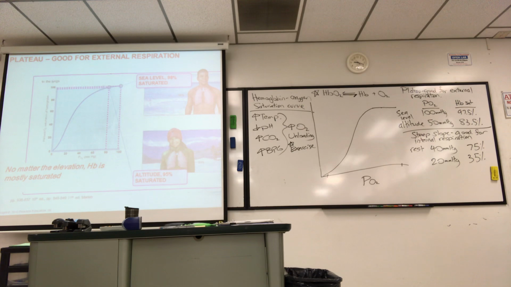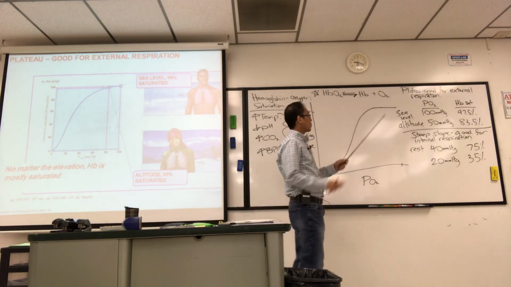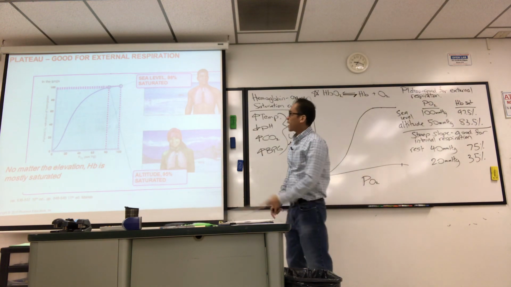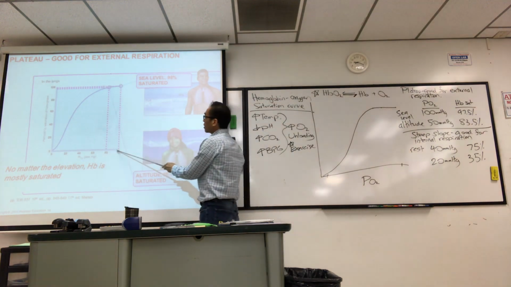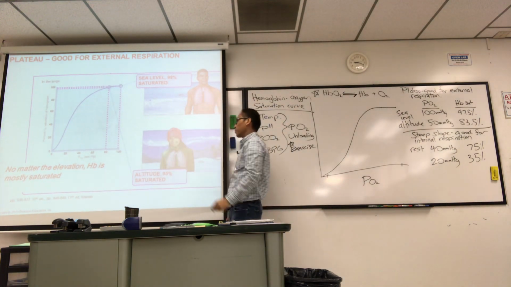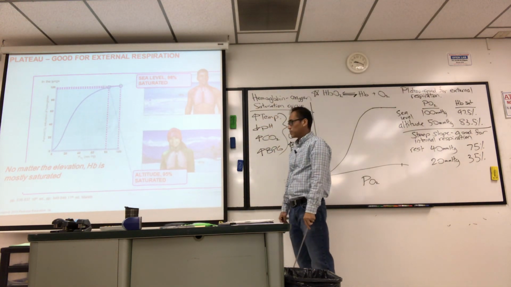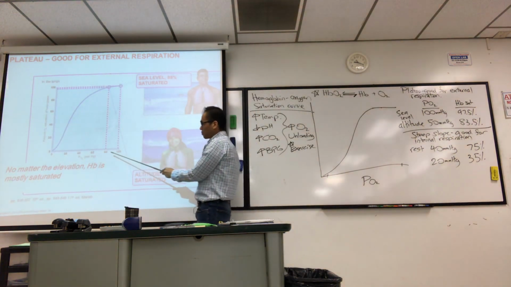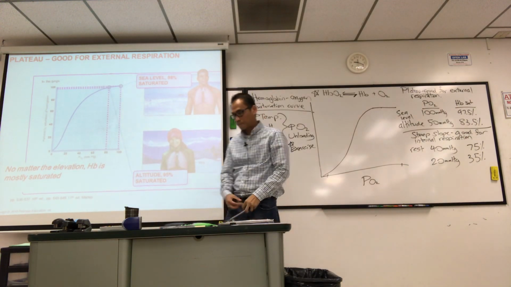Okay, well, here's an example of when I talked about the plateau being good for external respiration up here. They show a man at sea level. He's at the beach, where PO2 is about 100. Saturation is nearly 100. It's 98%. They show someone in the mountains at altitude, where hemoglobin saturation is 95%. The PO2 has dropped to about 80. Not a huge drop off. So the plateau is good for external respiration.